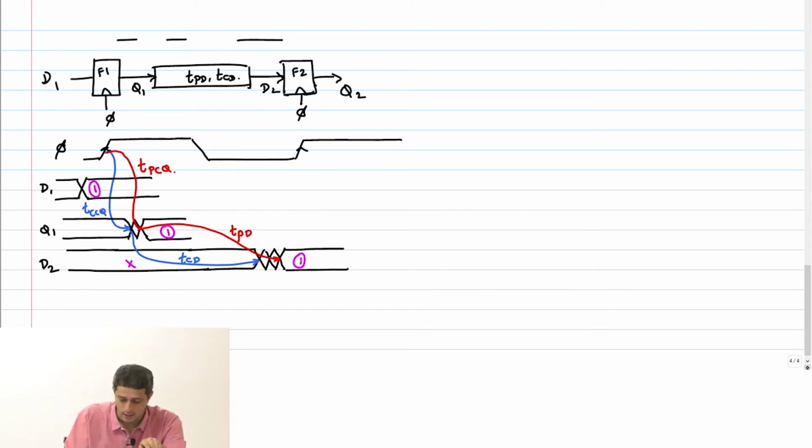Okay. So, in order for this event 1 to be captured, what is the constraint now? It should settle a setup time before the next clock edge. So, therefore, this has to be T setup, correct? This is your clock period.